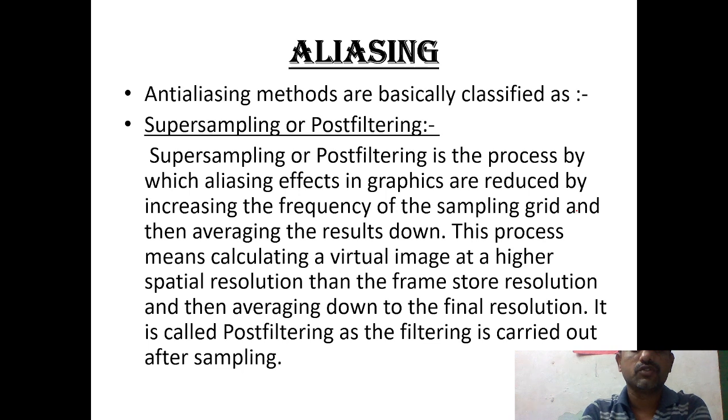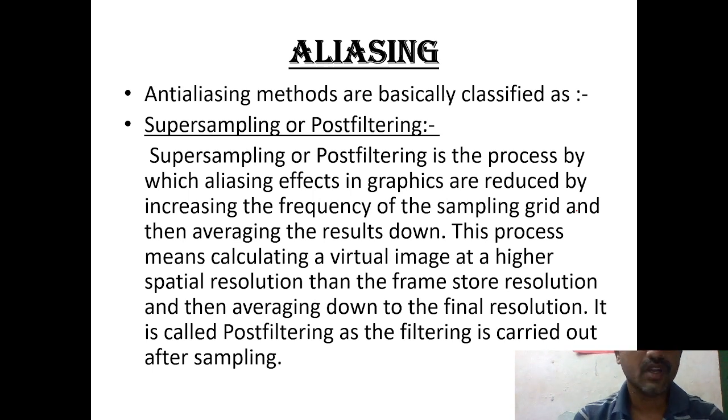Okay, next, super sampling. So what is super sampling? Super sampling, or post filtering, is the process by which aliasing effects in graphics are reduced by increasing the frequency of the sampling rate and then averaging the result down. This process means we can calculate a virtual image. Based upon the virtual image, we can produce the final image.